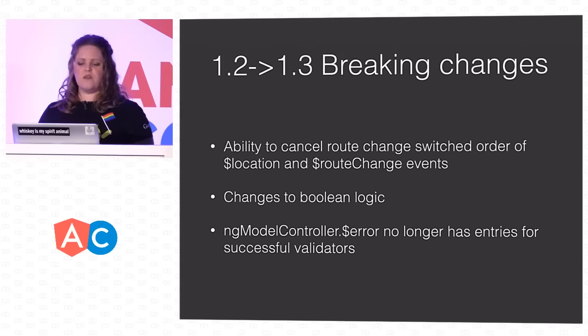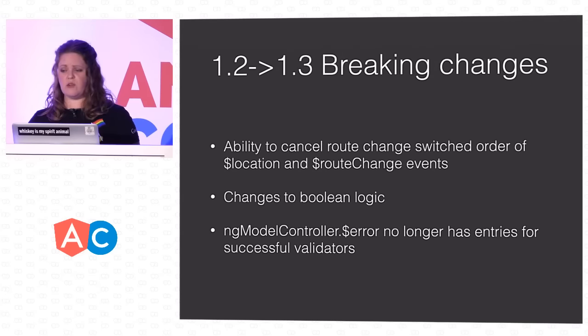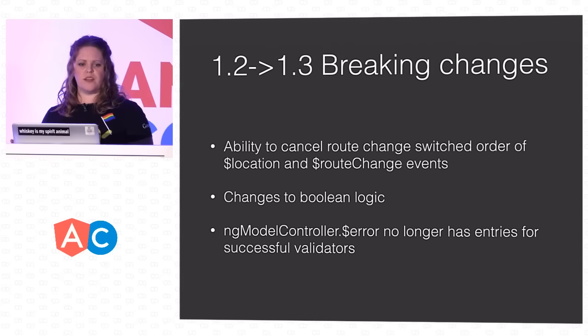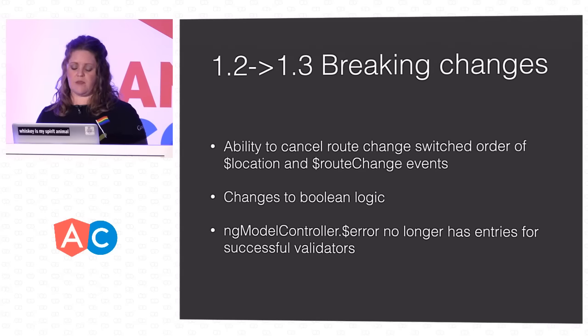Some examples of breaking changes that we've seen in the 1.2 to 1.3 upgrade. One was that 1.3 added the ability to cancel route changes, which was great. But it switched the order of location and route change events. This caused some problems for us because we had our own home-baked route cancellation features that relied on this ordering. Luckily, we had this in a single service, so we were able to change it in one place and have a fix.